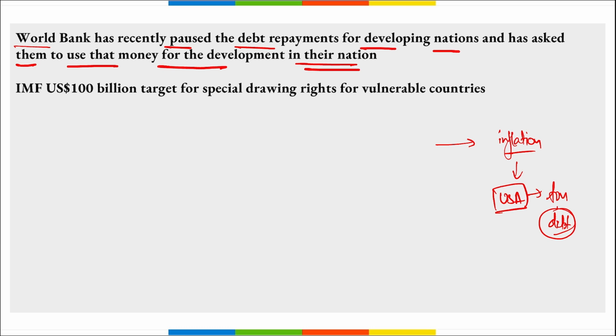And we will be seeing more money being printed, and with that the money will become more accessible to the people and things will get more costly, right? And for this, remember, the International Monetary Fund issued a $100 billion target for special drawing rights for the vulnerable countries.